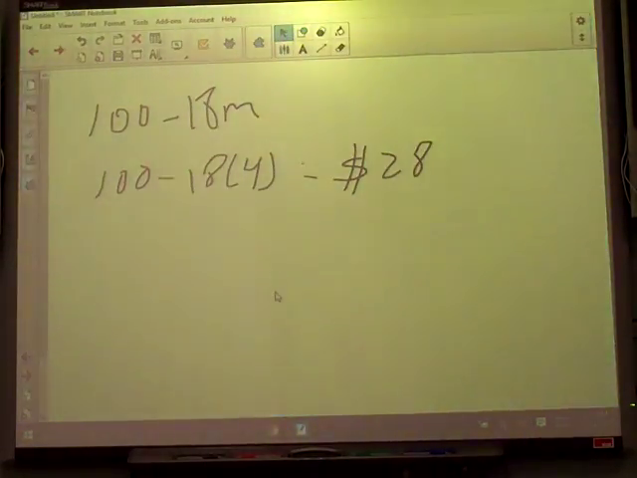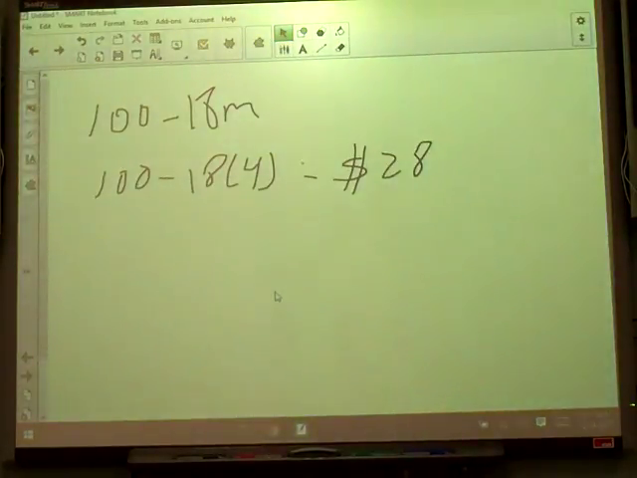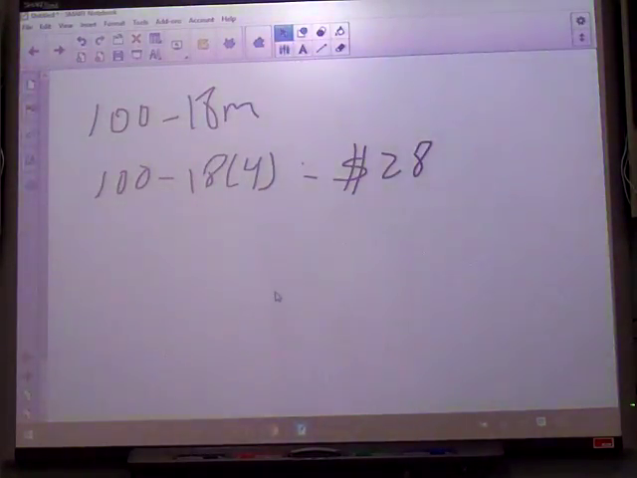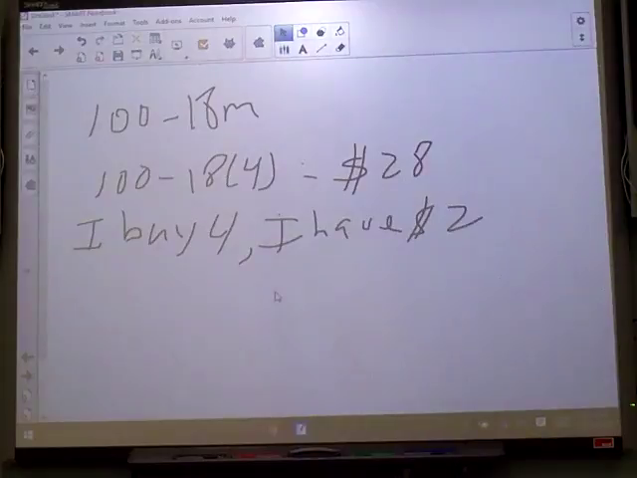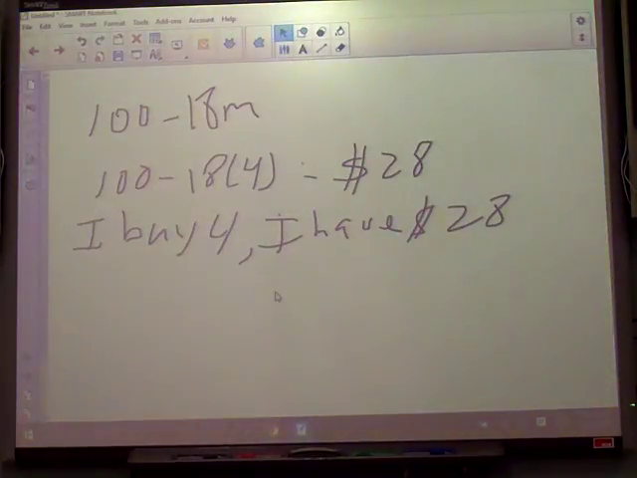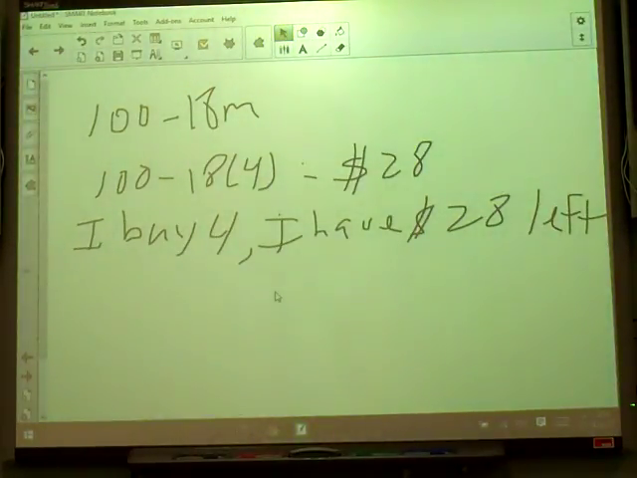Part C says evaluate when m equals 5. Oh, whoa, back up. I said on part B, what does that mean, but I didn't write it out for you. It says evaluate when m's 4. Then it says, what does this mean? So I need to write out, I buy 4 movies. I have $28 left over, or I could say what Dalton said, I spent $72 would be a good answer also.